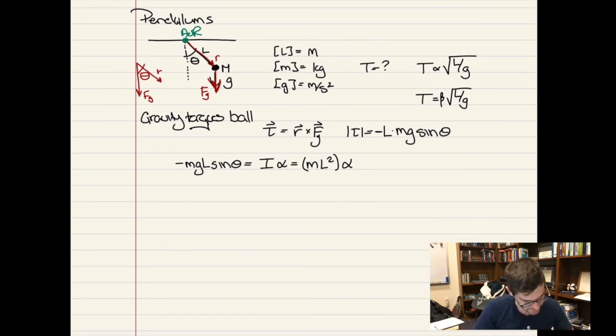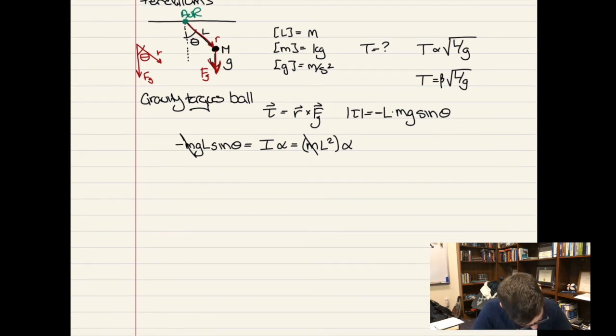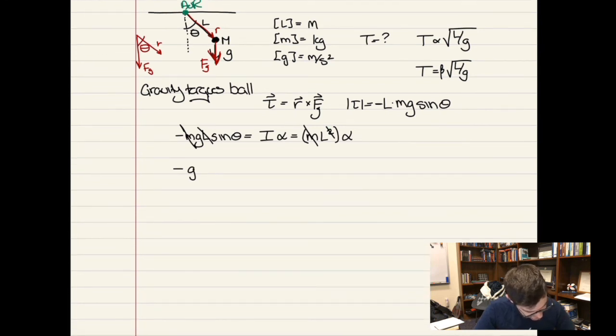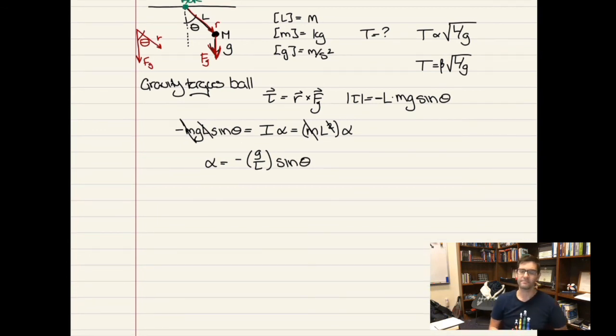In this case, I guess we could simplify things a little bit just to get us started. The m's cancel. That's nice. And then one of the L's cancels, and then I can divide by the other one. So it looks like I can write alpha equals minus g over L times sine of theta. That is what I get from Newton's second law for rotation for the pendulum.